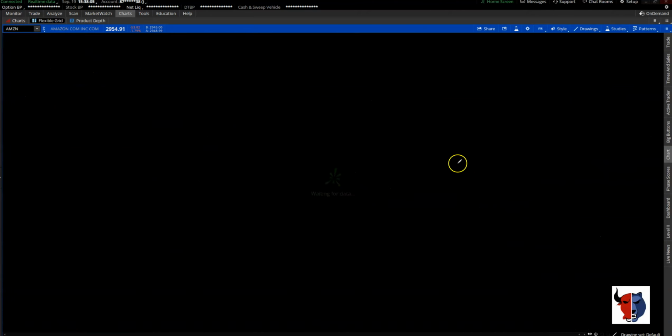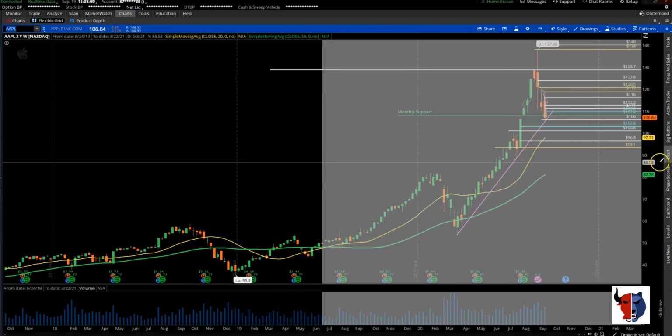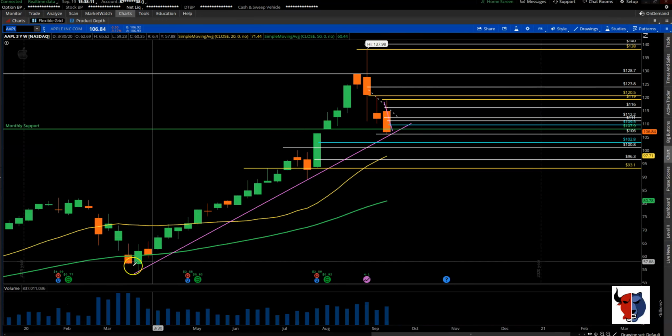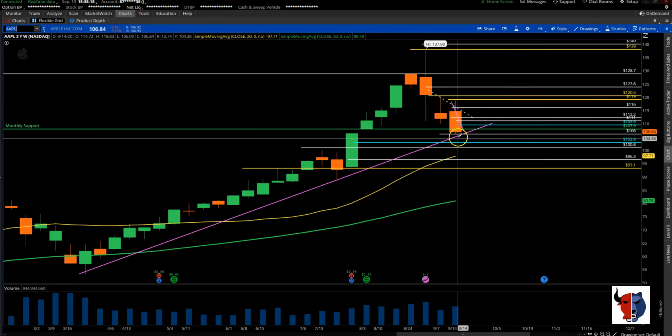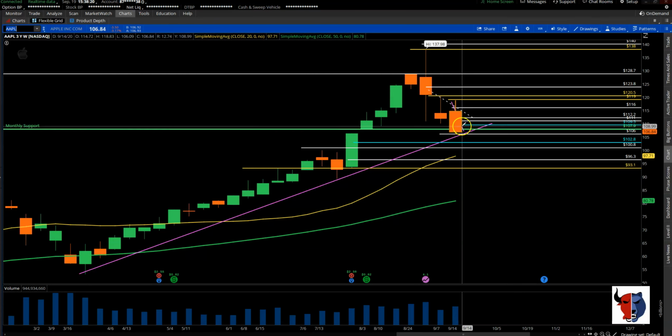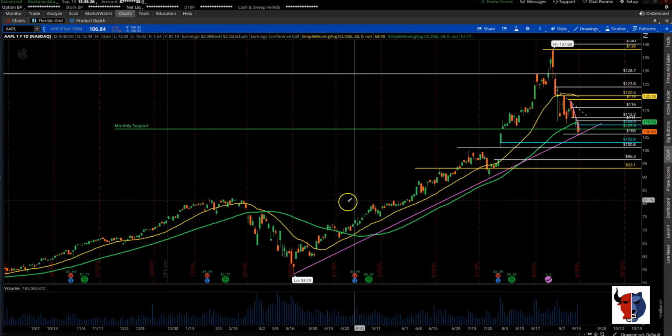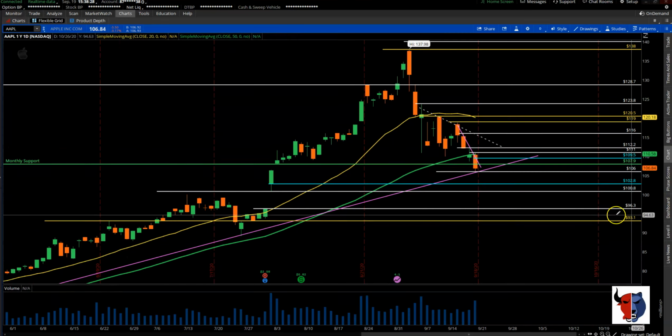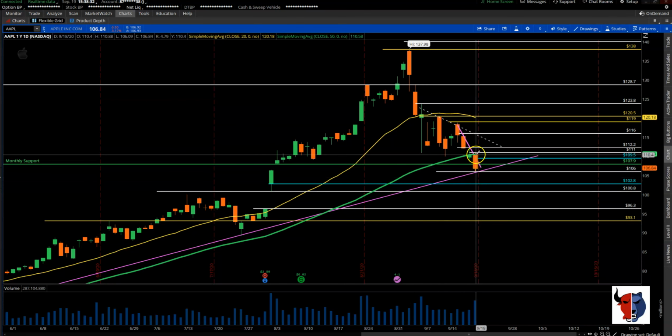Okay, all right. Let's move on to Apple. Apple miraculously is still holding this major trend line from the March lows, right? It's right there. It did close below the monthly low, but it held that trend line. Not bad. And in the daily time frame, you can see we did give up the 50 SMA.